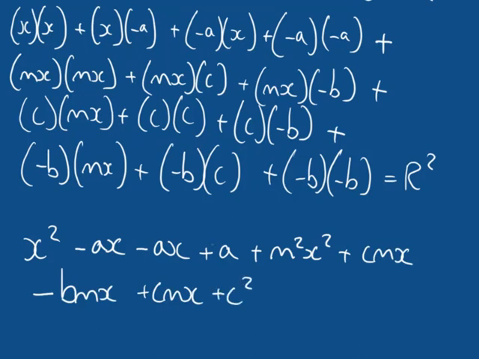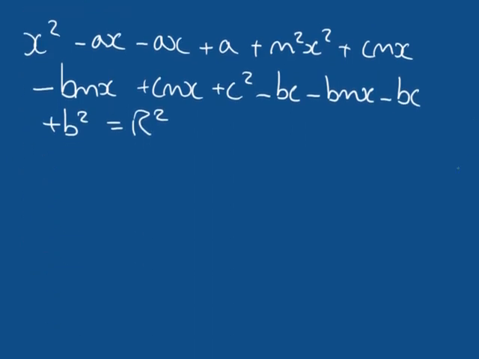C times minus b is minus bc, plus minus b times mx is minus bmx, so that's that guy, plus minus b times c is minus bc, plus minus b times minus b is plus b squared, so plus b squared is equal to r squared. Okay, we're making some nice progress here.